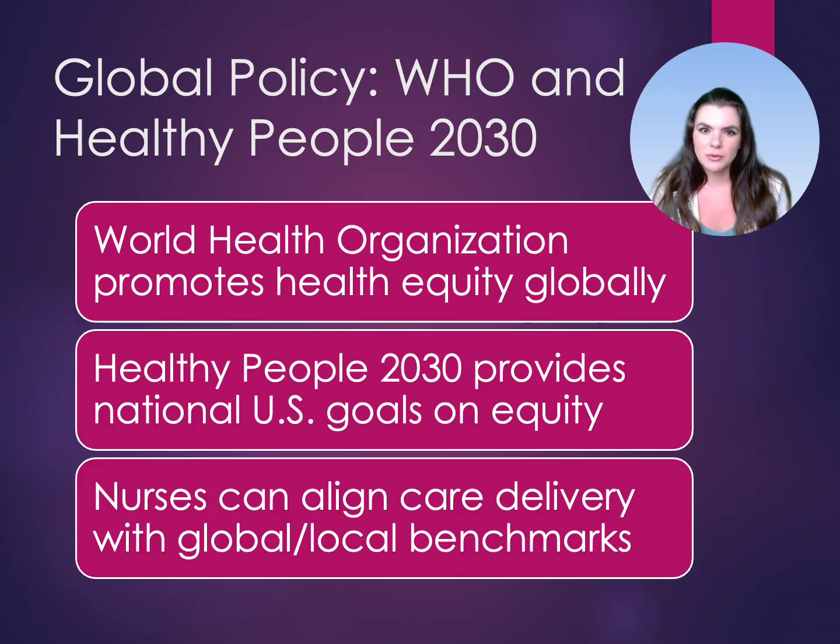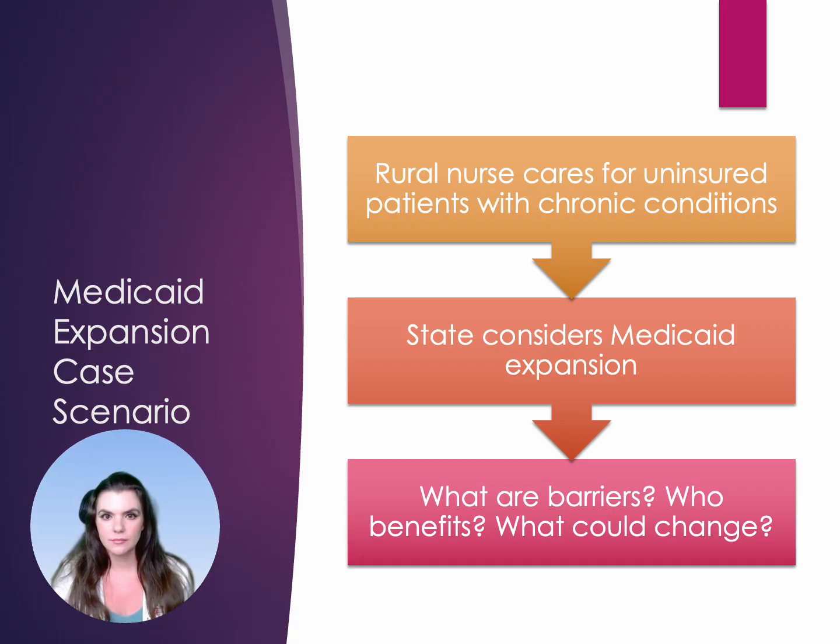Let's apply this to a real-world nursing scenario, one that might feel familiar. Imagine you work in a rural clinic, and many of your patients don't have insurance. Your state is debating Medicaid expansion. You know that many of your patients could finally get coverage. How do you advocate? What data and stories could you use to support the change? What advocacy strategies could you realistically take in this situation?